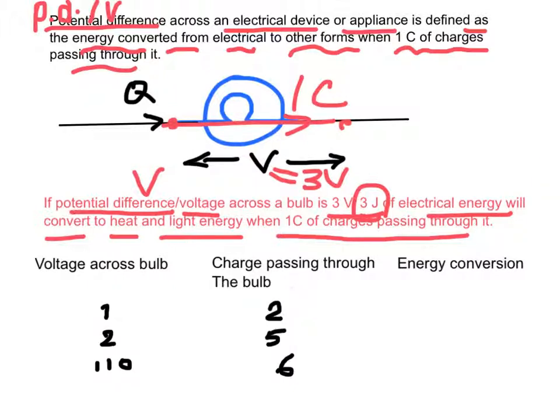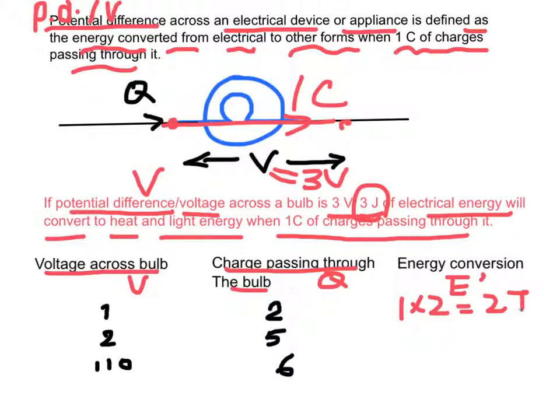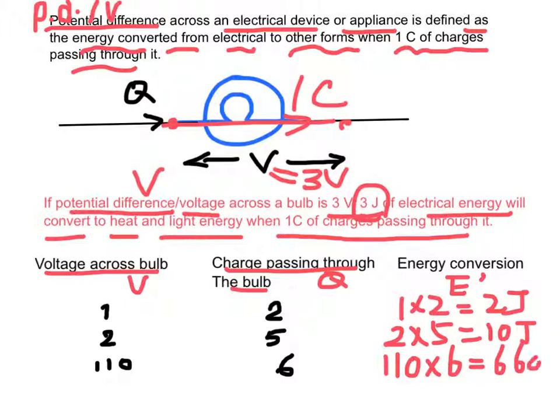Let's complete the table. Voltage across the bulb is V, charge passing through the bulb is Q, energy conversion is E_pi. For the first row, we have E_pi equal to 1 times 2 equal to 2 joules. Second, E_pi equal to 2 times 5, which is 10 joules. For the last one, E_pi equal to 110 times 6, which is 660 joules.